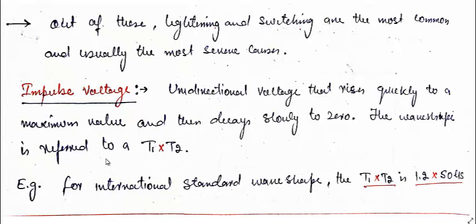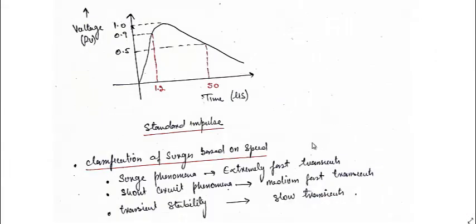The wave shape is referred to as T1 cross T2. This impulse voltage is usually known as T1 cross T2. What are T1 and T2? I will let you know. For example, for an international standard wave shape, T1 cross T2 is equal to 1.2 by 50 microseconds. So we can say 1.2 microseconds by 50 microseconds. This is the standard impulse.